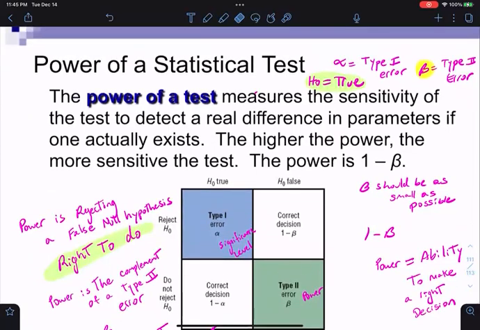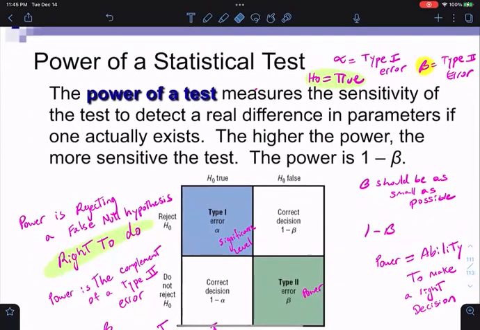Finally, we arrive here: the power of a statistical test. The power of a test measures the sensitivity of the test to detect a real difference in parameters, if one actually exists. The higher the power, the more sensitive the test. Basically, the more power you have, the stronger the test will be.